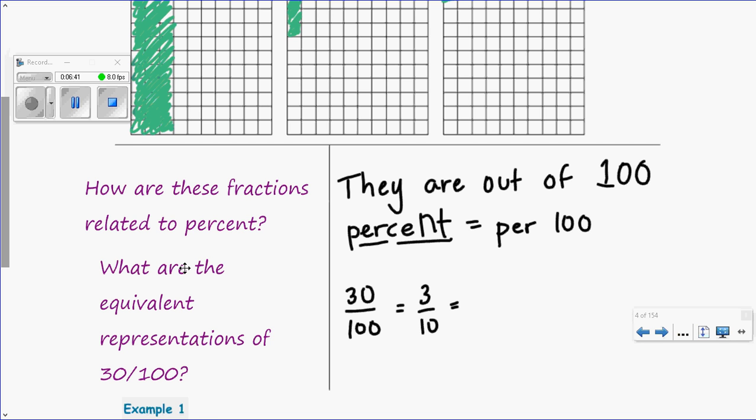The decimal, and however you say it, 30 hundredths or 3/10, either way it looks like this. So you can have that 0 as 30 hundredths, or you can erase it and it's 3/10. It's the same thing. And then percent, how many out of 100? It's 30 out of 100. Okay, so those are all equivalent.